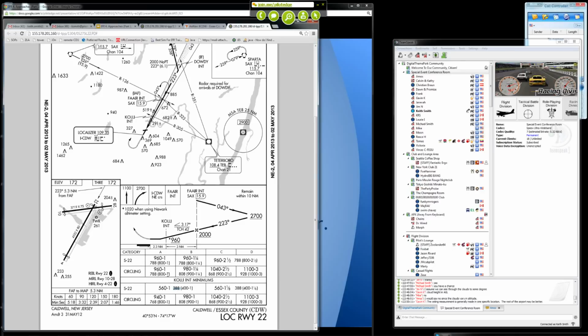And obviously, as you start talking about airports that are at 400 feet, 500 feet, 600 feet, it becomes even more important to understand the difference.